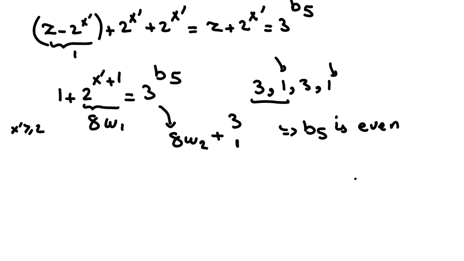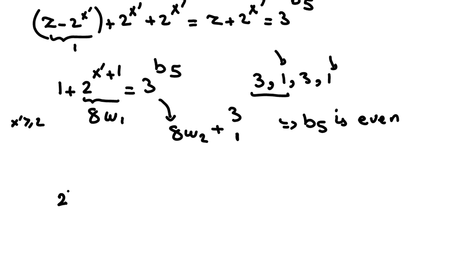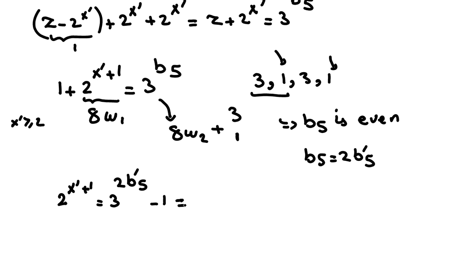Now that we understand b5 is even, we say, okay, 2x prime plus 1. So b5 equals 2b prime 5. So we can say it is 3 to the 2b prime 5. We take 1 to the right hand side, or subtract 1 from both sides. And then I will say 3 to the b prime 5 minus 1, 3 to the b prime 5 plus 1.